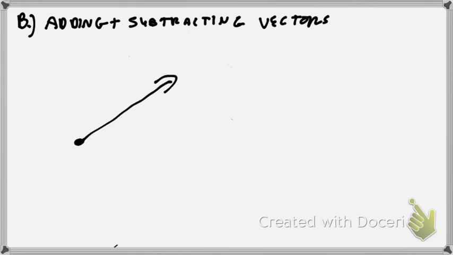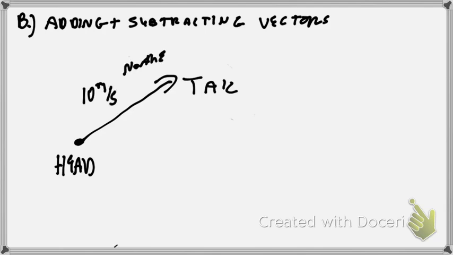So we have this vector. There's a head component and there's a tail component. It has a magnitude of 10 meters per second, and it is in the northeast direction. And because of that, we have labeled it a vector. All right? So let's see how we can subtract vectors.